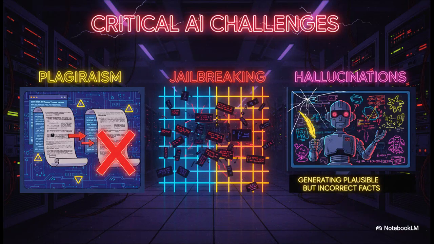And bias is just one piece of this responsible AI puzzle. The exam also hits on other critical challenges. You've got plagiarism, which is all about the ethics of using AI-generated content. You've got jailbreaking, where bad actors try to trick a model into breaking its own safety rules. And then you've got hallucinations, which is when the model just confidently makes stuff up that sounds true but is totally false. A real AI strategy has to plan for all of these things.